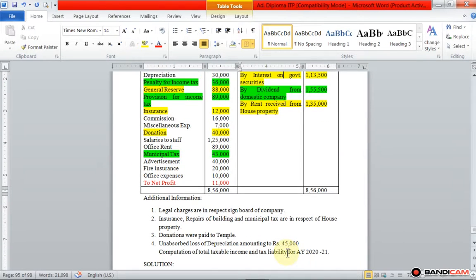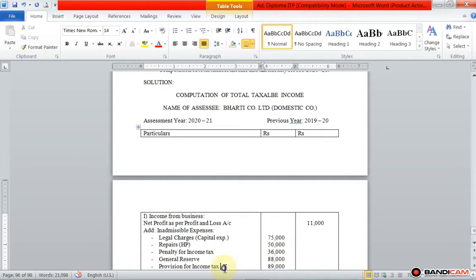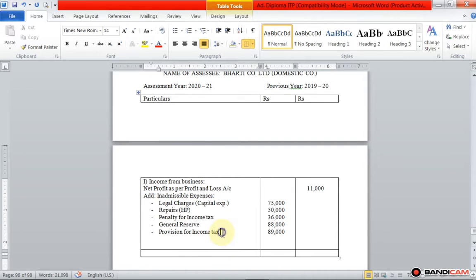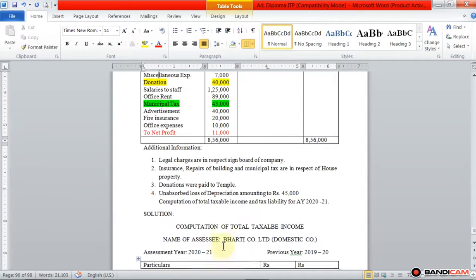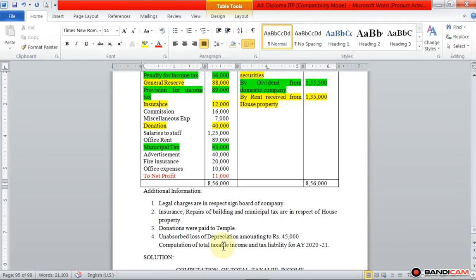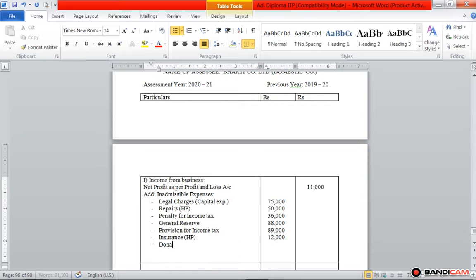Then insurance 12,000. Insurance is taken for the house property, so the house property's expenditure is disallowed. Insurance (house property) amounted to rupees 12,000. Then donation 40,000, disallowed.